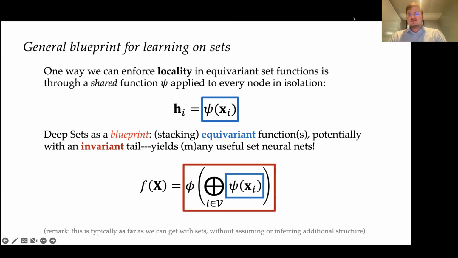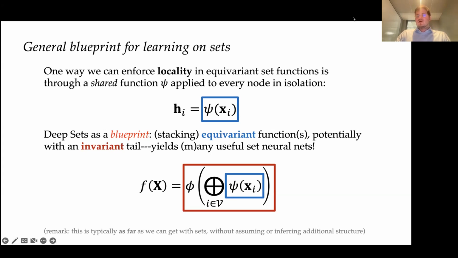And specifically, this then lets us arrive at a general blueprint for learning on sets to have these invariance and equivariance properties: if I apply a permutation matrix P to my input features, it doesn't matter if I do it before or after. This will give me equivariance. And in fact, the only way to enforce this in a local way without assuming additional structure is to process every set element in isolation. So I have to have this one function, this one neural network psi, which is applied in a shared manner to every single node feature xi to get latent features hi.